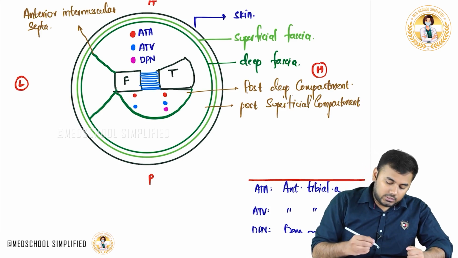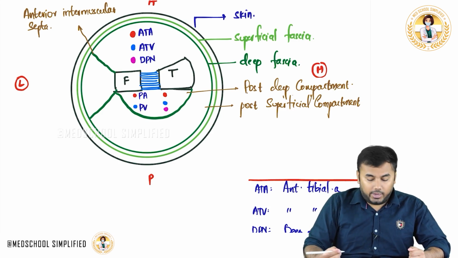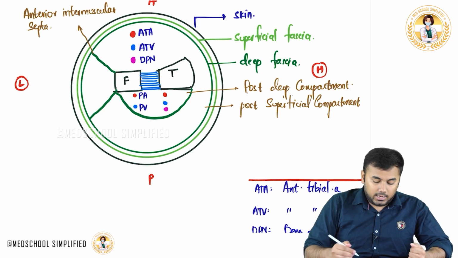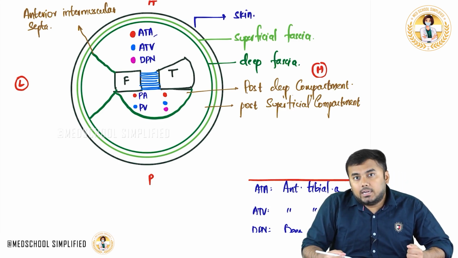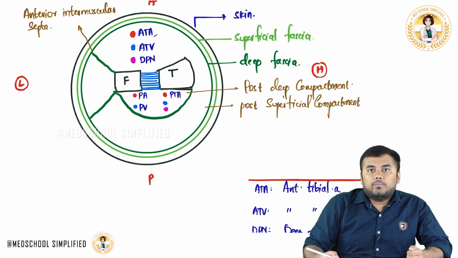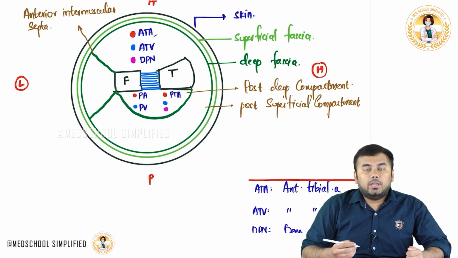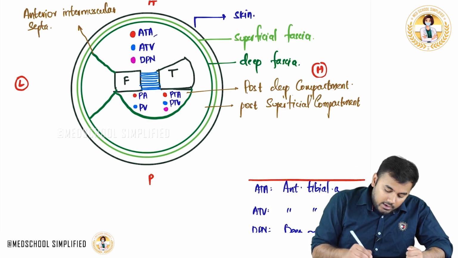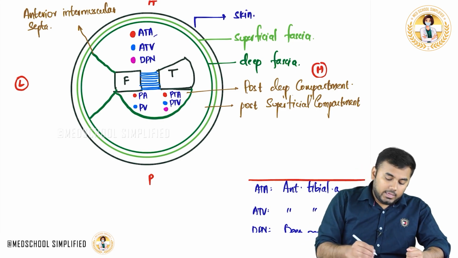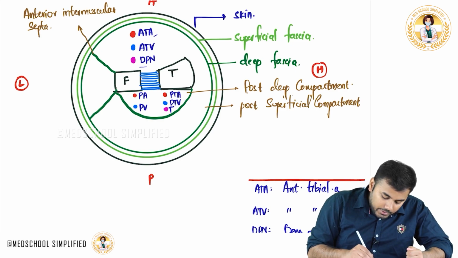The artery which is located here is called the peroneal artery, and the name of the vein is peroneal vein. When it comes to these three, here it is the anterior tibial artery. So if it is anterior tibial artery, here it will be posterior tibial artery. If here it is anterior tibial vein, here it will be posterior tibial vein. If here it is deep peroneal nerve, here it will be tibial nerve.